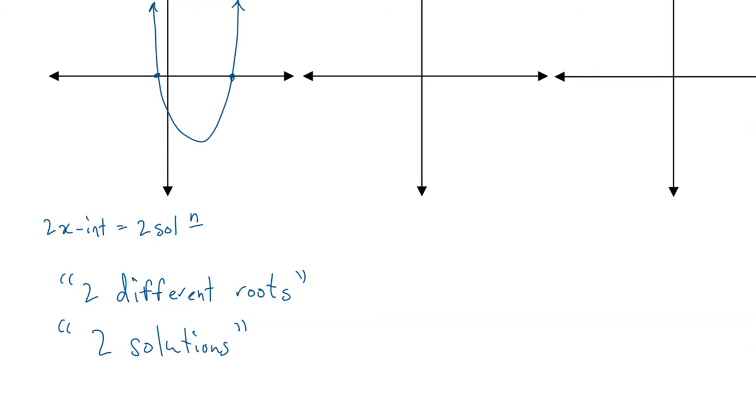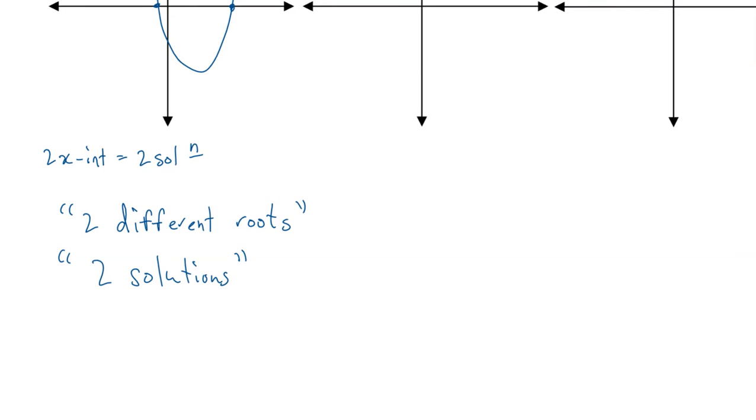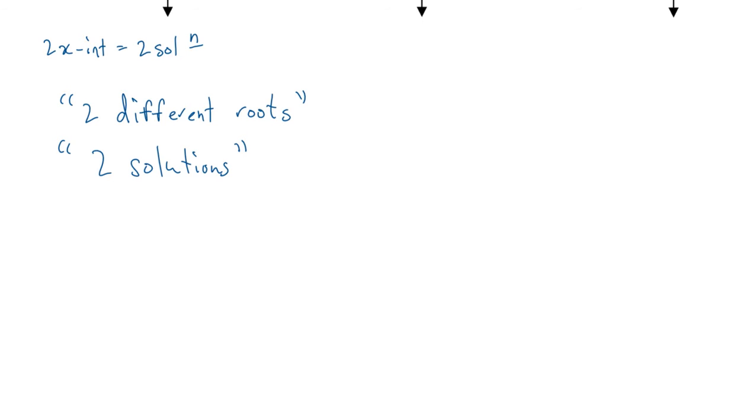Okay, that's what we call this case. And this happens, so you wouldn't write this part down, I'm just listing it down at the bottom. This happens when b squared minus 4ac, the discriminant, is greater than 0, or in other words, positive. When b squared minus 4ac is greater than 0, or positive, you have two different roots and two solutions. Okay?